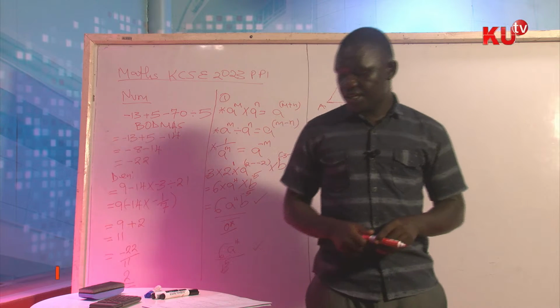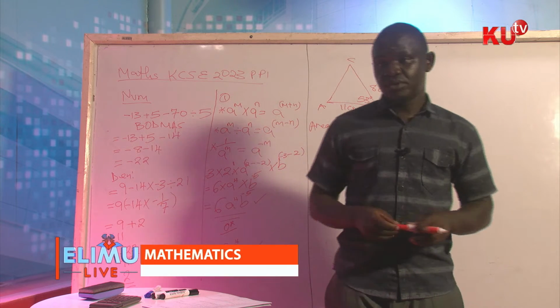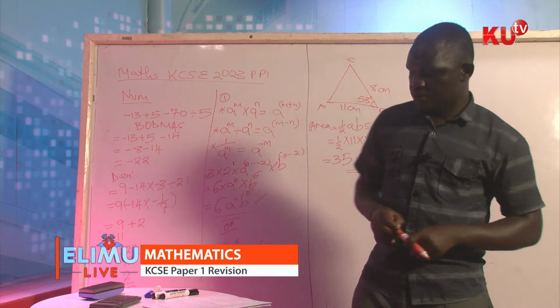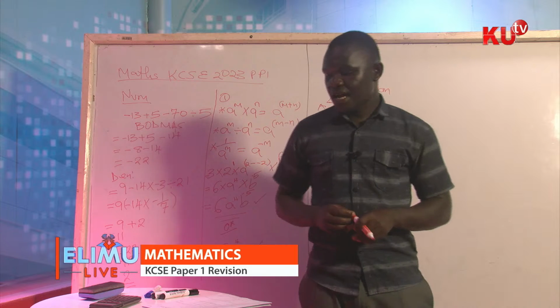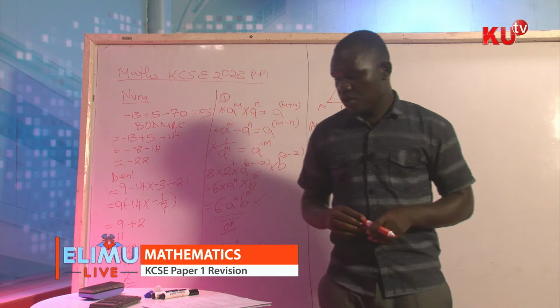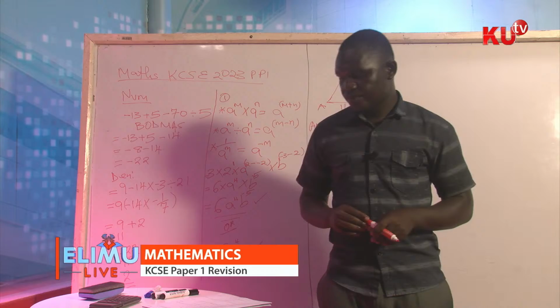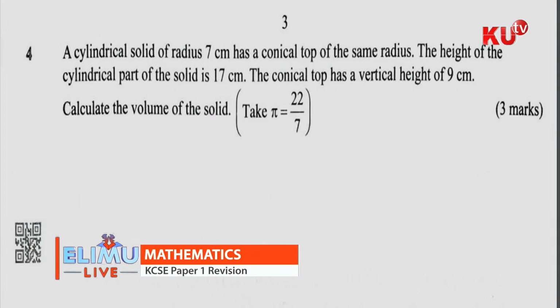Let us also check into question number 4, dear students. A cylindrical solid of radius 7 centimeters has a conical top of the same radius. The height of the cylindrical part of the solid is 17 centimeters. The conical top has a vertical height of 9 centimeters. Calculate the volume of the solid, taking pi to be 22/7.